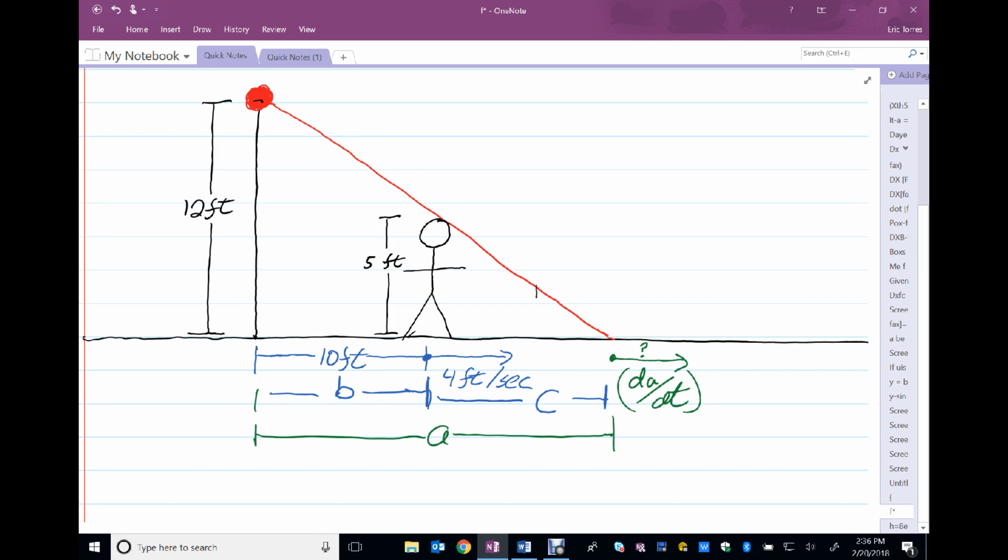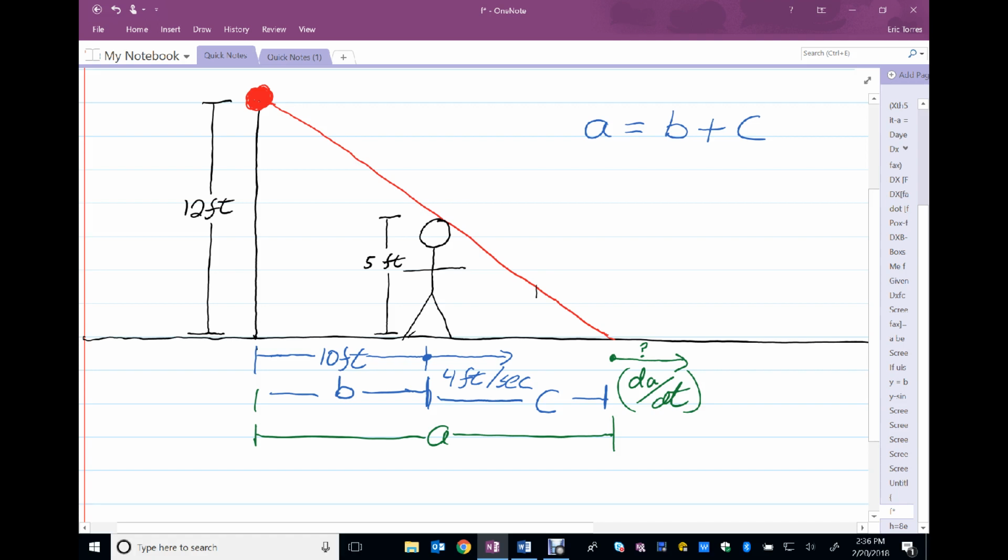So how do I set this situation up? A few things. Here's what I know right now, that A equals B plus C. And I know dB dt because he is moving. B is how far away he is from the light bulb, and he's moving at 4 feet per second away from the light bulb. Problem is, I don't know what C is just yet. So how can we figure that out?